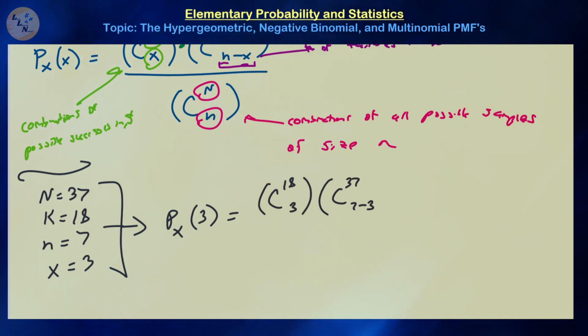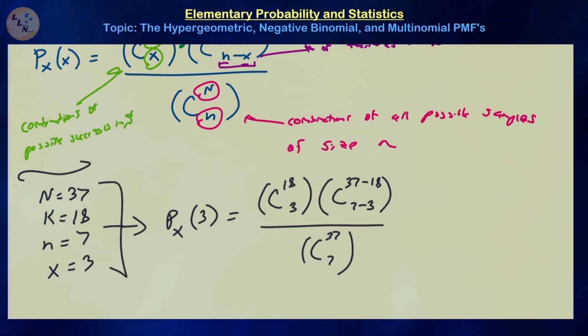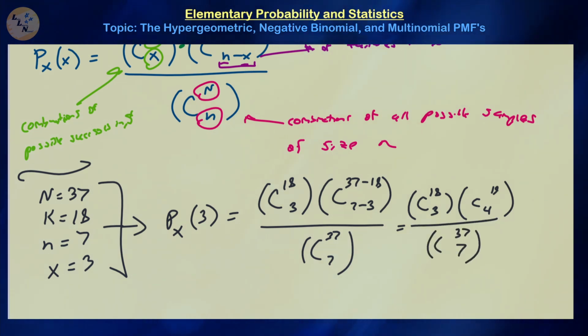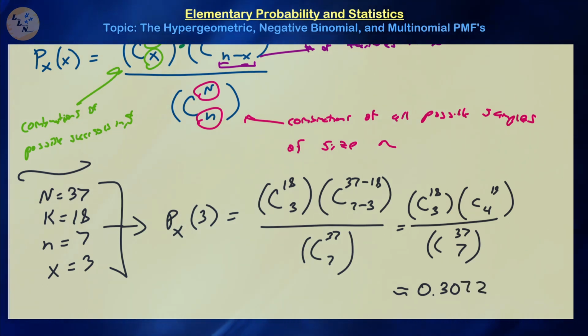Remember, we have 37 people in our population, so when we take 18 away from them, that's the number of possible failures in my population. And we have 37 people from which we are selecting 7. That is our possible samples. So let's just clean this up a bit. That's going to be 18 choose 3, and then on the top we're going to have 19 choose 4, and then on the bottom we have 37 choose 7. You can work these out using the factorial representation, but I'm just going to skip the steps here. That's going to come out to approximately a 30.72% chance of that occurring. So that is how you can use the hypergeometric distribution.